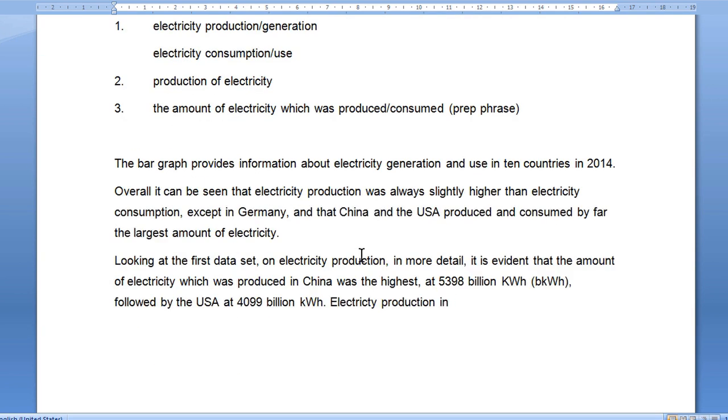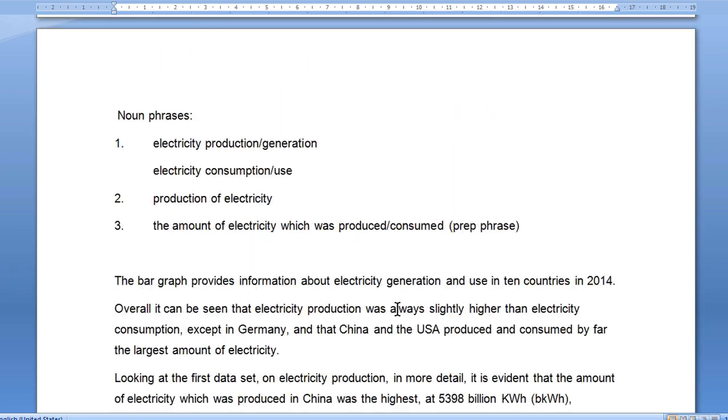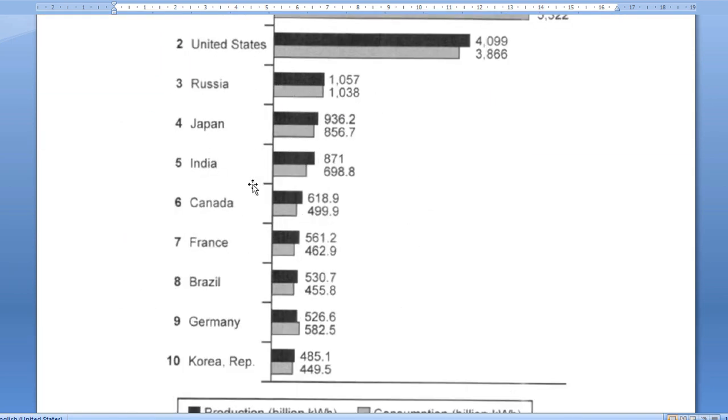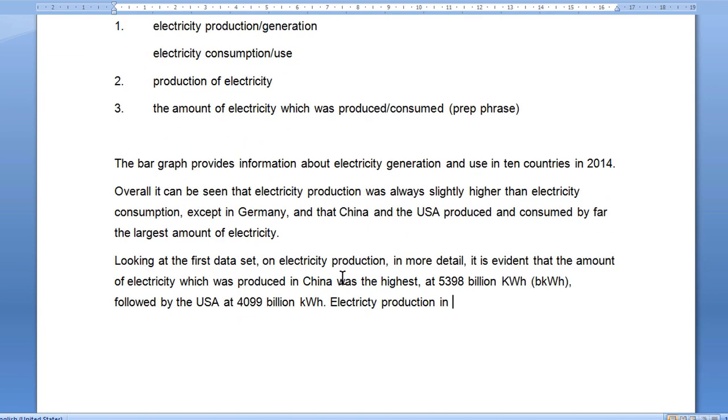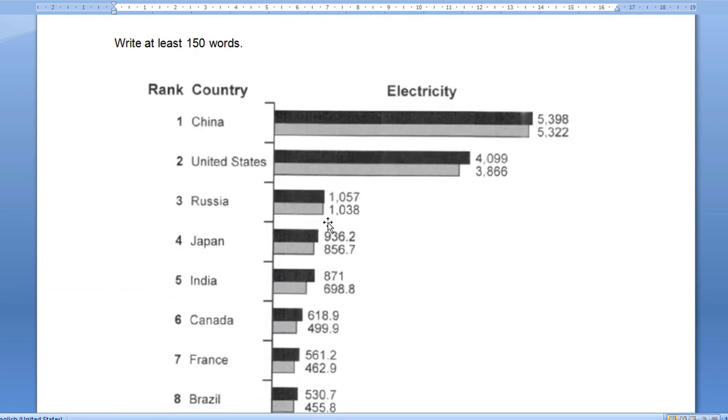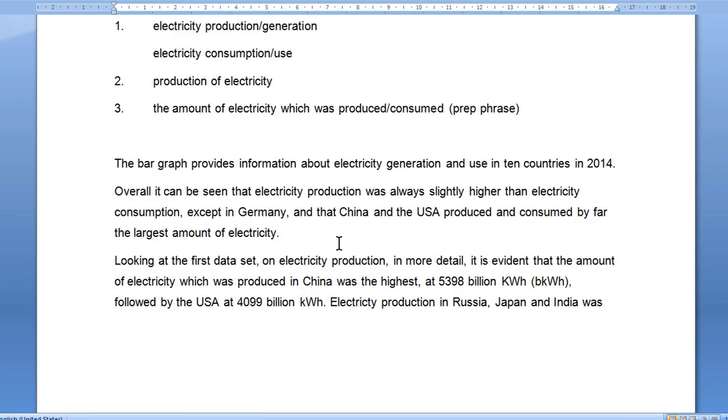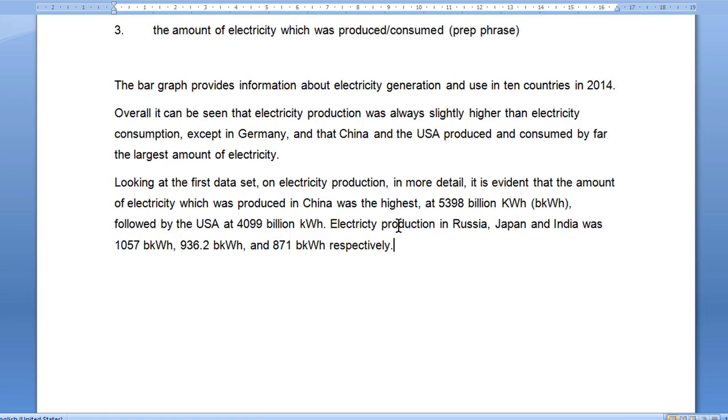I'll do that with a respectively sentence. So I think I'll put 3 in one sentence. Russia, Japan, and India, and use respectively. Electricity production in Russia, Japan, and India, 1, 2, 3, was this, this, and this, respectively. So that's quite a good way of squashing a lot of numbers into one sentence using this word respectively. I wouldn't go with more than 3. I think it becomes too clumsy then. Maximum 3.